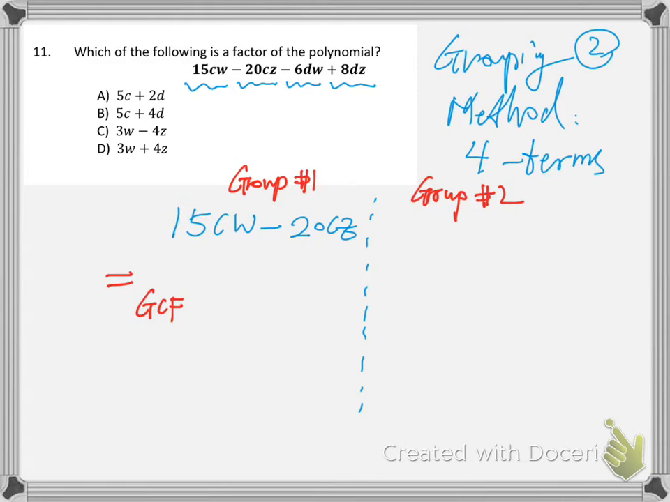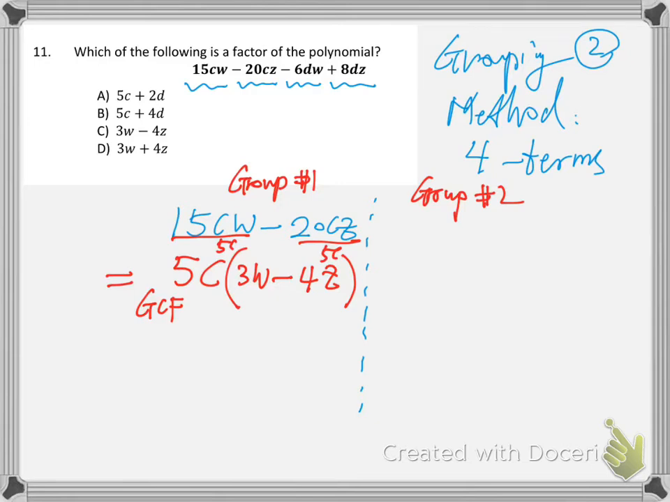15 and 20, what's their common factor? What's their common part? 5. The common letter here is C. So the GCF is 5C. Now we need division to find the quotient in the parentheses. The first term divided by 5C, we got 3W, C cancelled. Minus this divided by 5C, we got 4Z. So the first group is 5C times (3W minus 4Z).